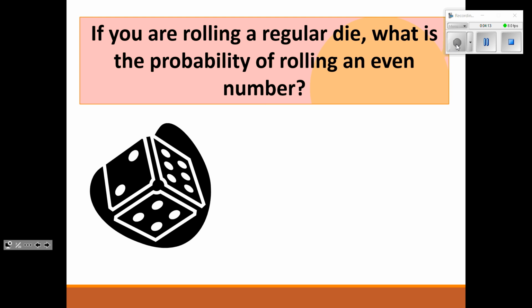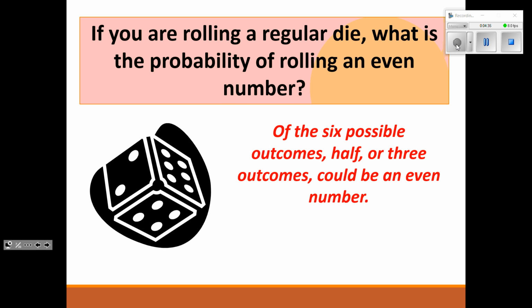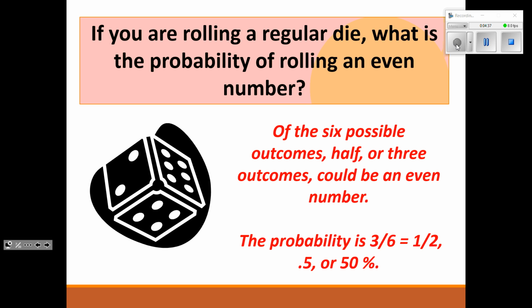If you're rolling a regular die, what is the probability of rolling an even number? Well, again, the number of sides on a die is 6. How many even numbers are there? Well, 1, 2, 3, 4, 5, 6. 2, 4, and 6 are even, so there are 3 of them. So the probability of rolling an even number would be 3 to 6, but that is not simplified. So 3 to 6 is 1/2, which is 50%.